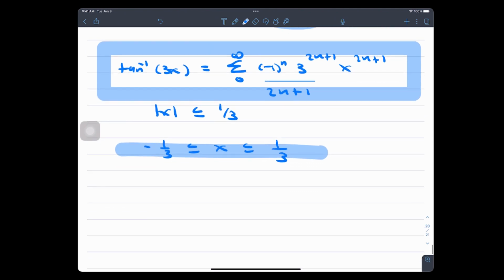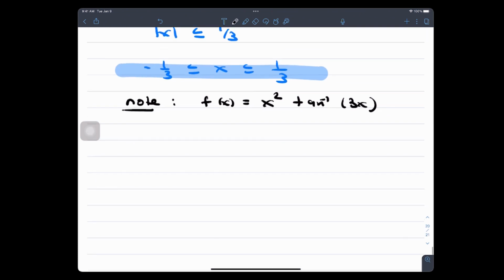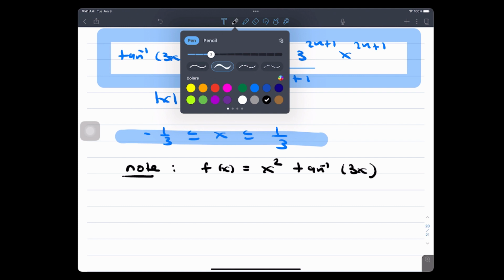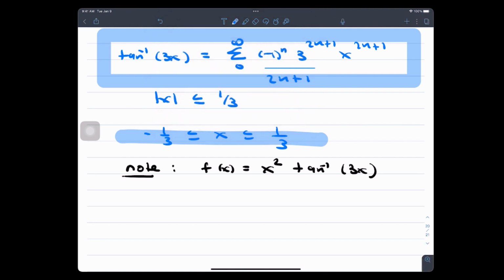And then I'm going to give you guys a note, because sometimes they do that. They'll do this to you. What's the power series expansion if you have the function x squared, maybe inverse tangent 2x? Power series expansion for those. Well, all you would do is what? For x squared, just replace inverse tangent 3x with what it is in terms of the power series.